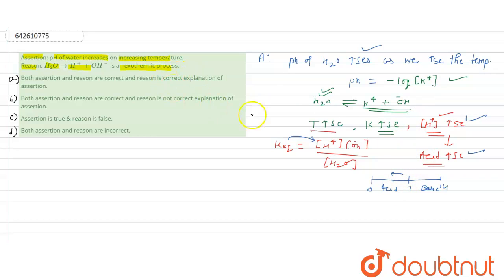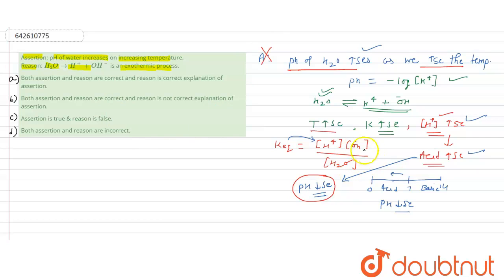But in the question, if we go to this side, that means pH decreases. So I can write here: if acidic character increases, then pH decreases. But the statement says that the pH of water increases as we increase the temperature, whereas here we see that if we increase the temperature there is a decrease in the pH. So this statement becomes wrong.